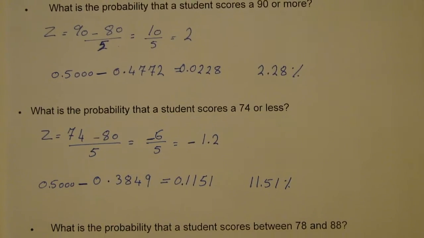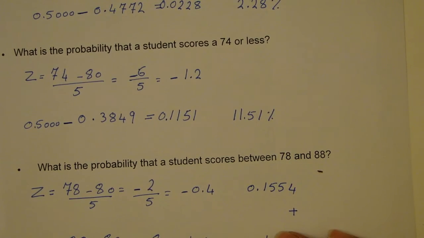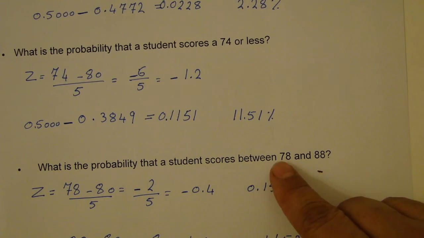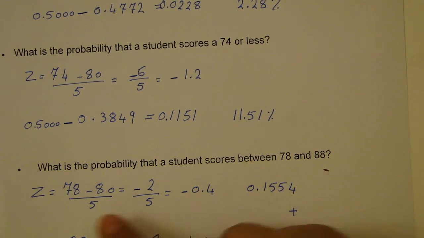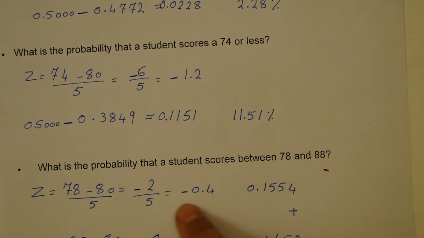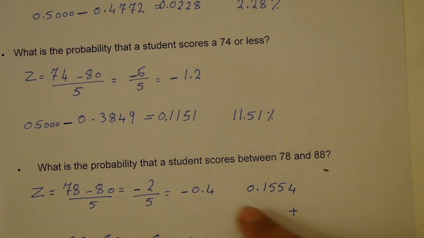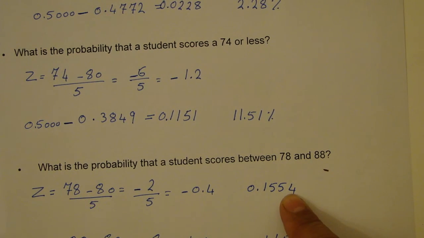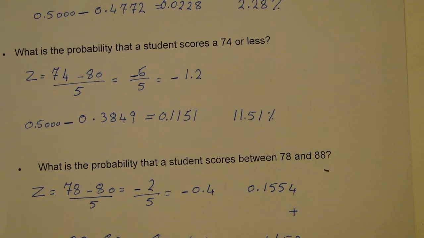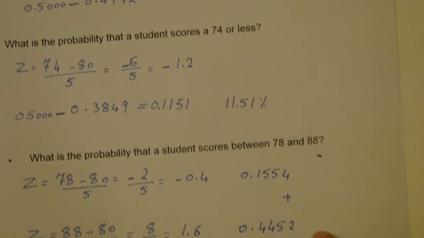Now, what is the probability that a student scores between 78 and 88? I'm going to get the z for 78, which is minus 0.4, and get it from my table, which is 0.1554, and then the z for the 88, which is 1.6. I get it also from the table, which is 0.4452, and then add those two values to get the amount between those two.